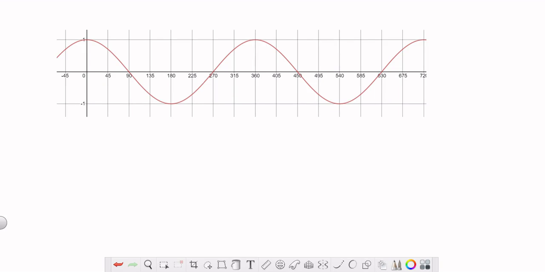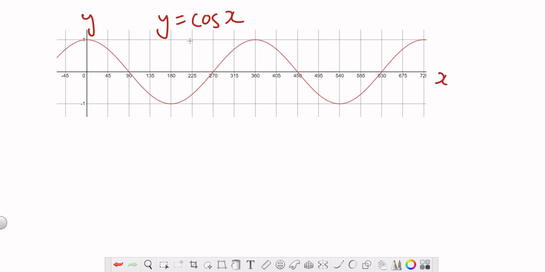Okay, what we have here is a graph of cosine. In a previous video, you've seen a graph of sine. Let me just quickly go through this. This is the x-axis, and that's the y-axis. Y and x. Let's have a look at this then. Let's just write that down.